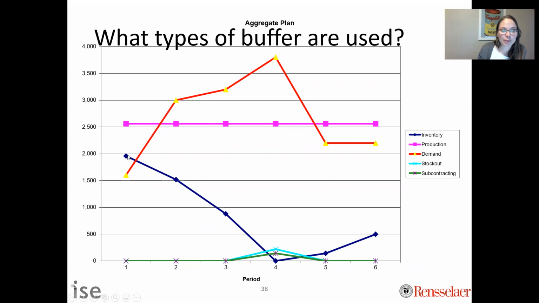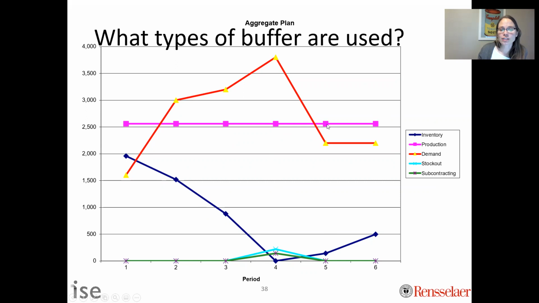That's because I built up inventory. So here's a lower demand. I built up some inventory, and then used some of it to fulfill demand, right? But then all of a sudden here, my demand is more than my production. And so I also need to stock out and do some subcontracting.